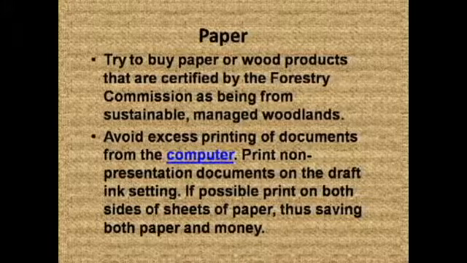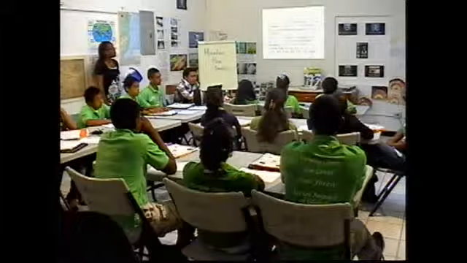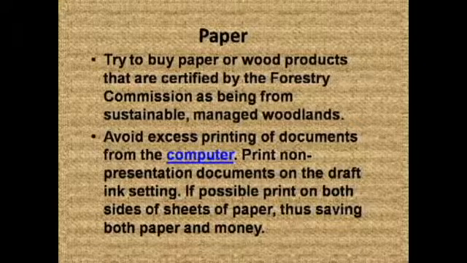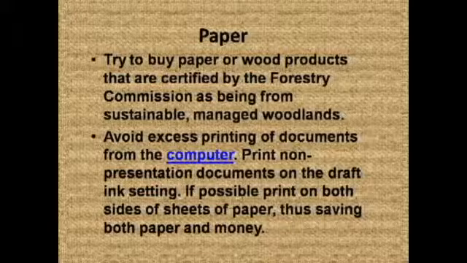Paper. As you look around, you see every week we print stuff, we do all kinds of stuff like that with paper. Try to buy paper or wood products that are certified by the Forestry Commission as being from sustainably managed woodland. Avoid excess printing of documents from the computer. Print non-presentation documents on the draft ink setting. If possible, print on both sides of the sheet of paper, thus saving both paper and money.